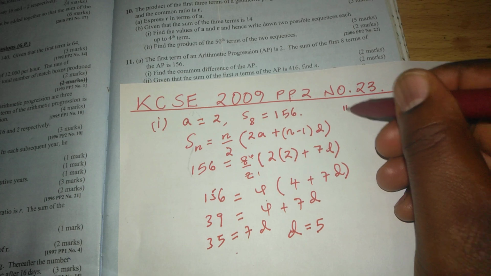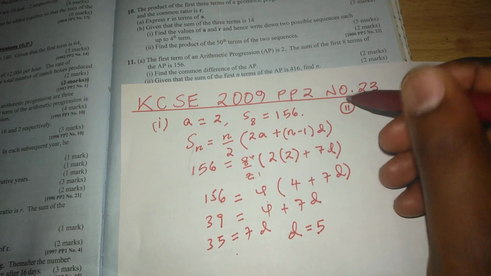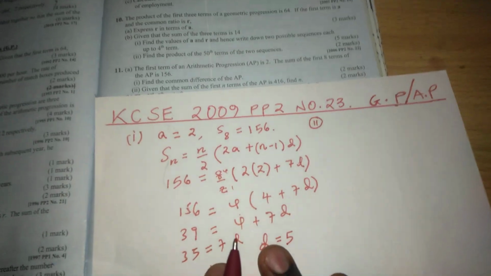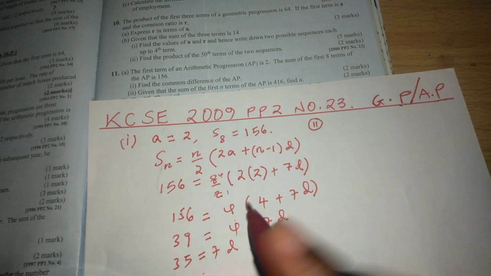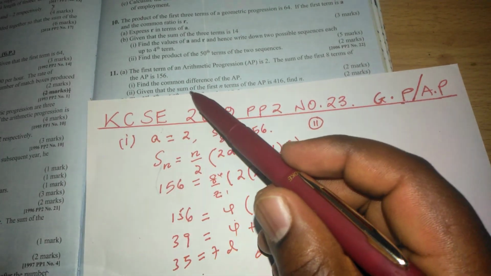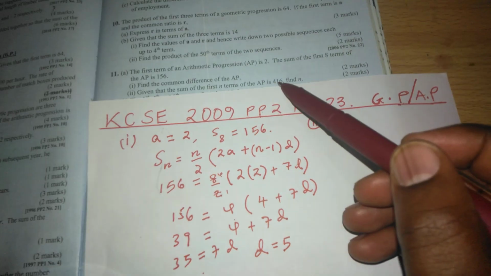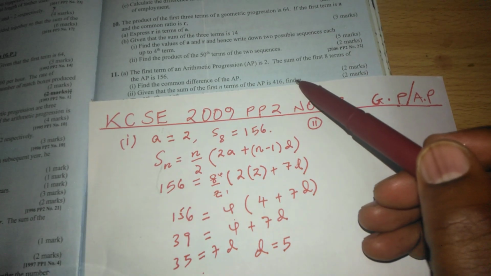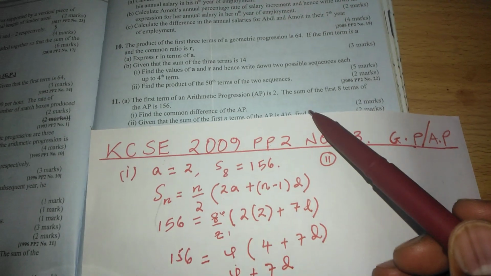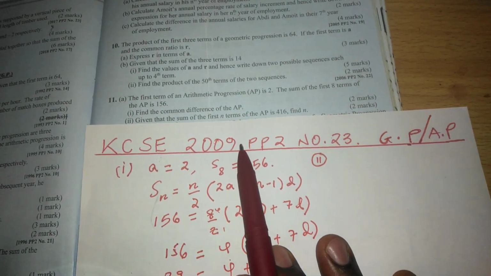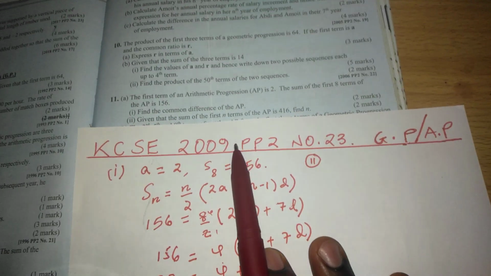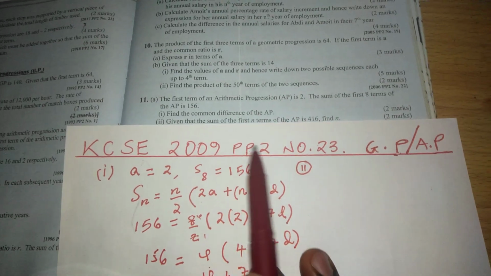We can check what Roman 2 says. We are told to find, for the same progression, given that the sum of the first n terms is 416, find n. So we are told that there is a certain number of terms of this progression which give us a sum of 416, and we are told to find that number of terms.